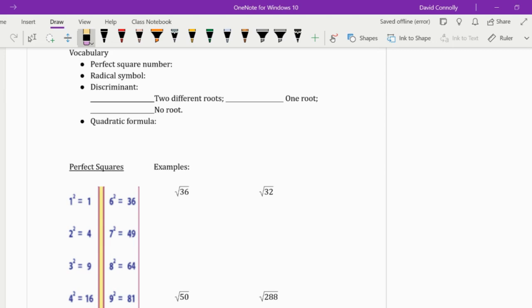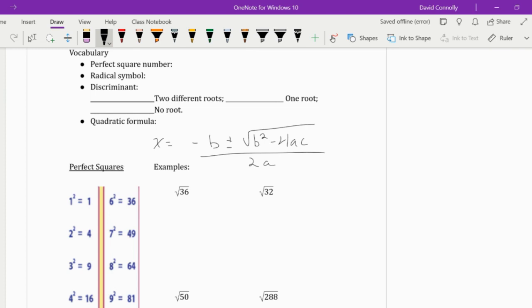So I'm going to write that here. It goes x equals negative b plus or minus the square root of b squared minus 4ac all over 2a. All right, so just jot that down, and we'll talk about how to use it in a little bit.